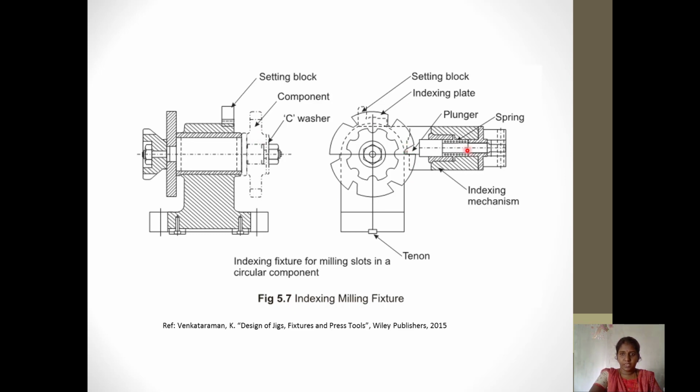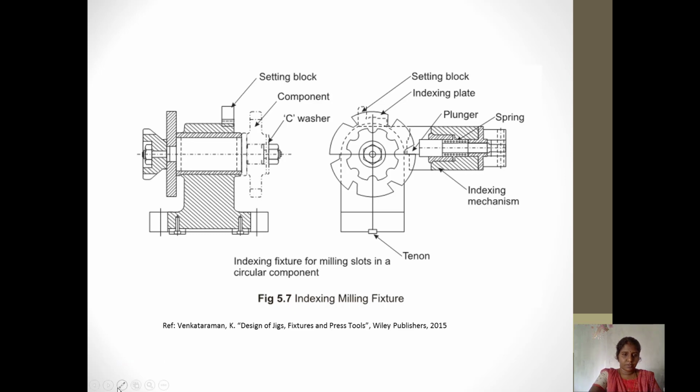This plunger holds the position of the index plate in a particular position during machining. Once this plunger is released, the next slot will come into the plunger position, and this slot is locked by the plunger, and machining will be carried on. Here the setting block is here. This is the indexing plate. This is the indexing mechanism. This fixture is mounted on the table by means of a tenon.